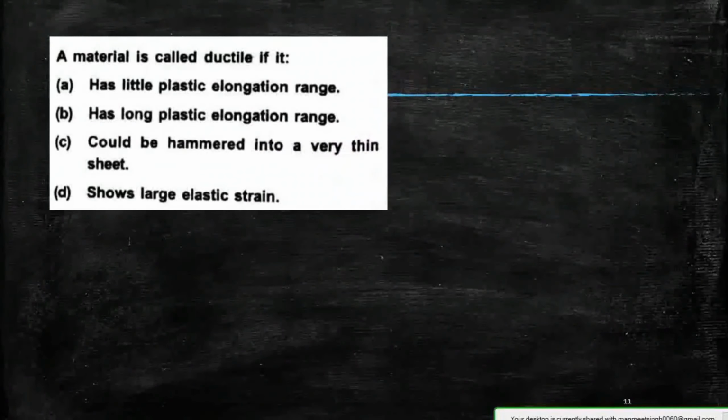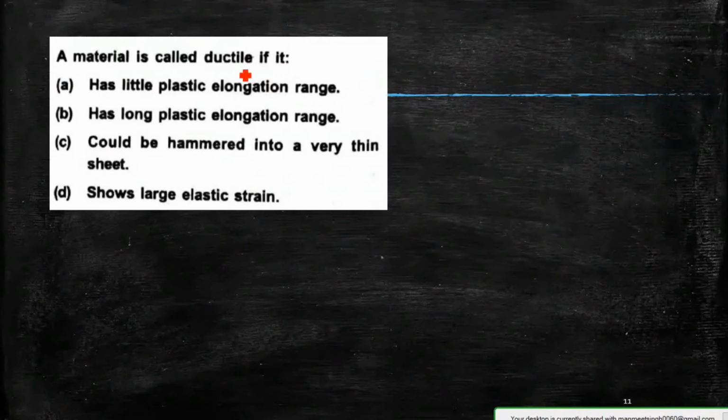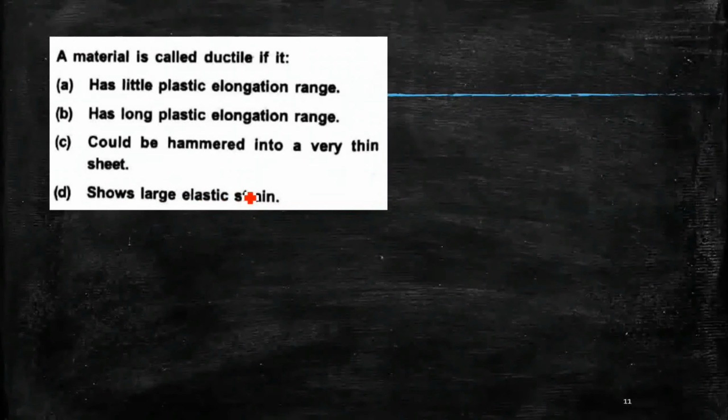Moving to the next question, we have: a material is called ductile if it has little plastic elongation range, has long plastic elongation range, could be hammered into very thin sheets, or shows very large elastic strain. So the correct answer is option B, has long plastic elongation range.